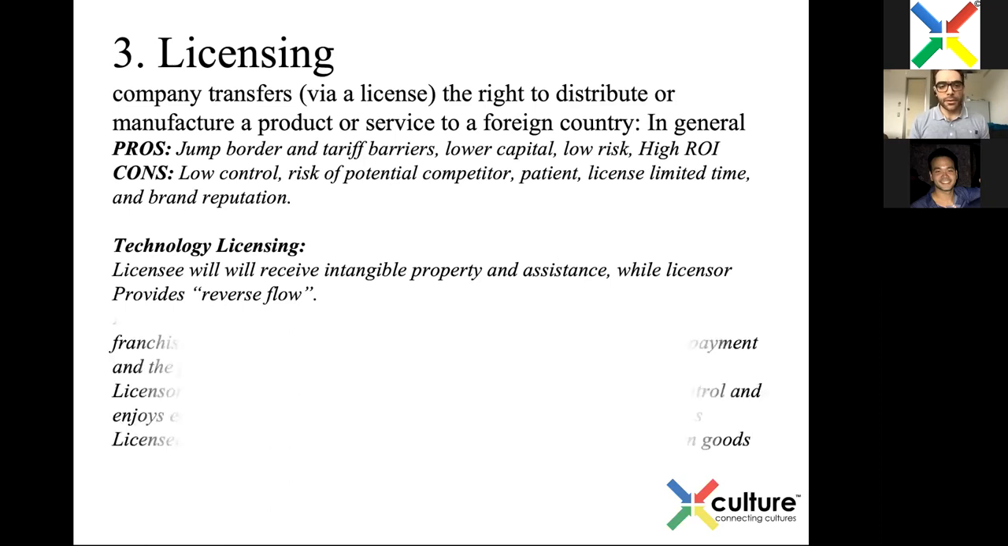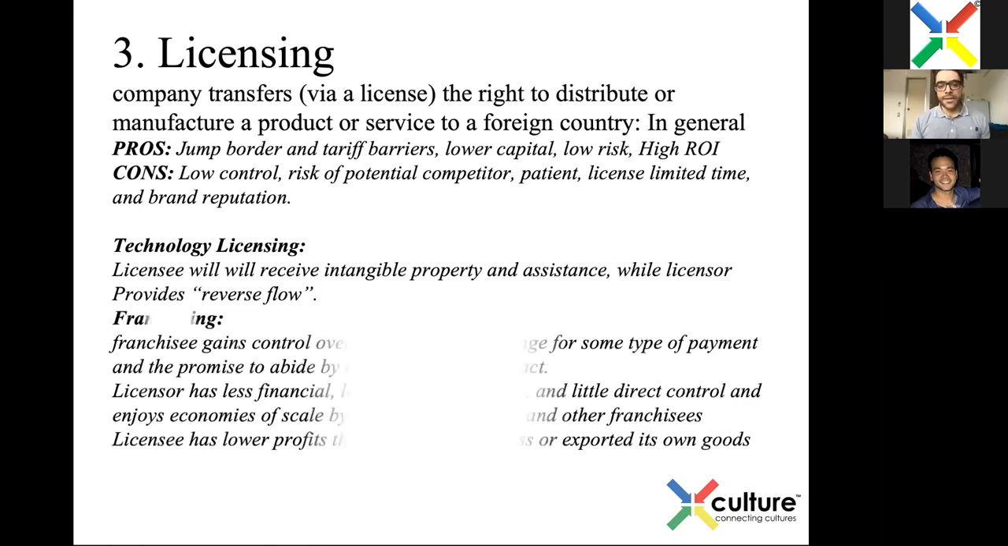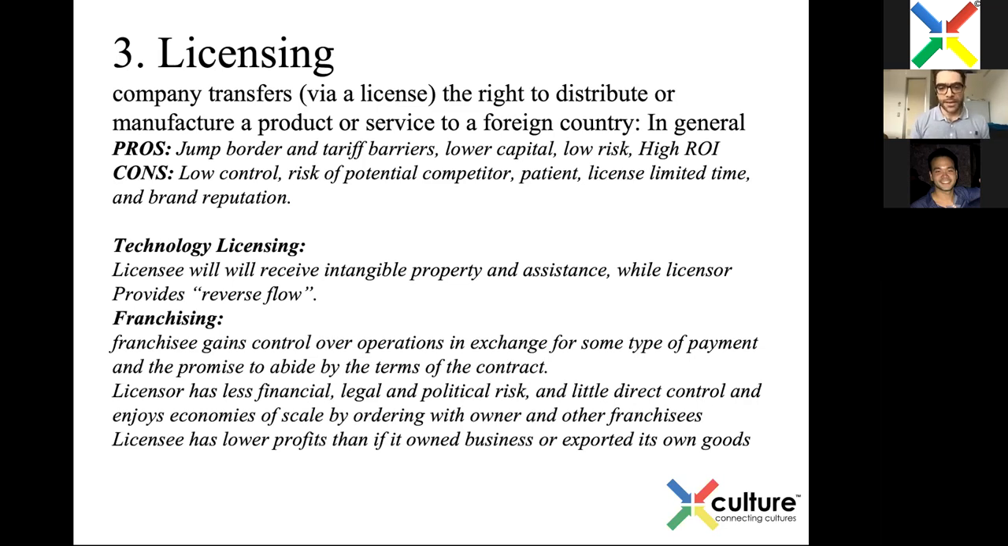Franchising, like all fast food franchising, gains control over operations in exchange for some type of payment and the promise to abide by the terms and conditions of the contract. Licensor has less financial, legal, and political risk, and little direct control, and enjoys economies of scale by ordering with the owner and other franchisees. Licensee has lower profit than if it owned the business or exported its own goods, but also has good reputation and good economies of scale.